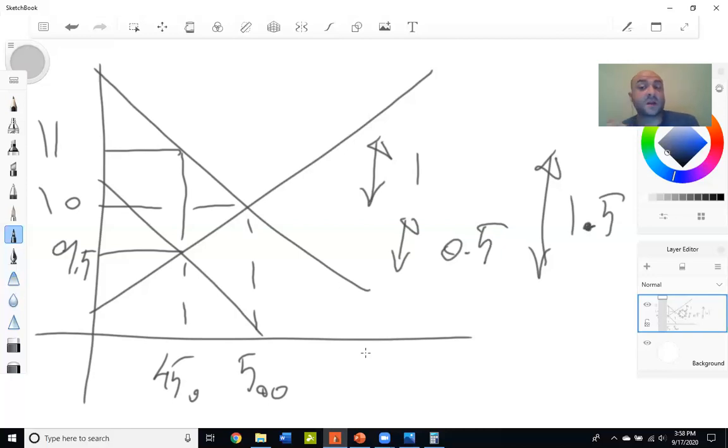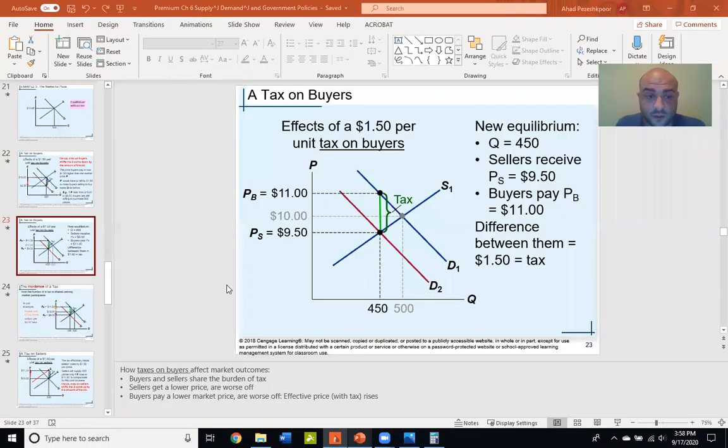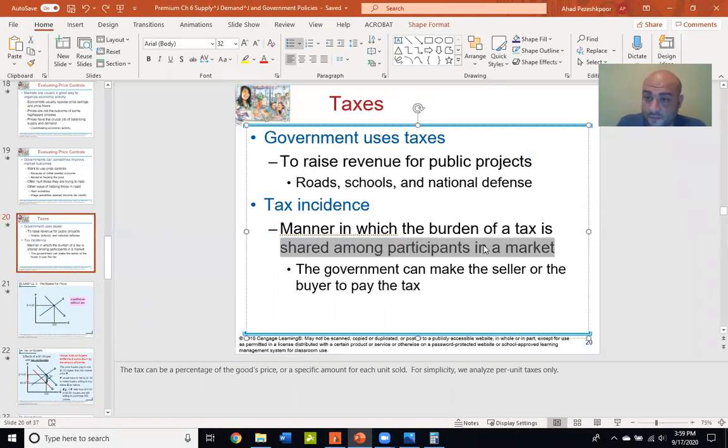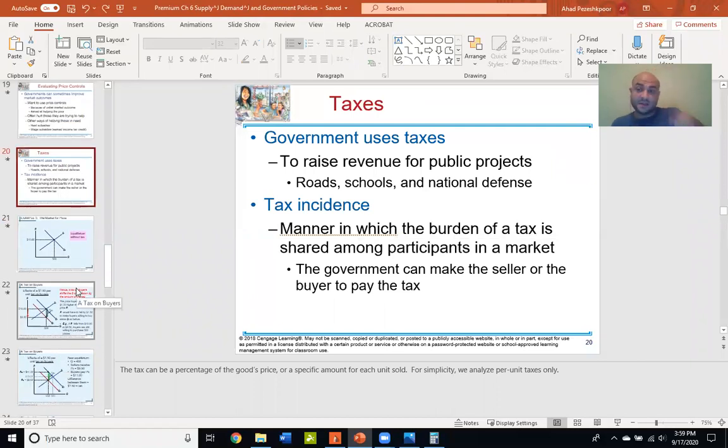But then because the market changed and I lowered my consumption, Pizza Hut actually got hurt as well. Now Pizza Hut went down from 10 to 9.5. Now Pizza Hut is the one who actually has to share the burden of the tax. Remember here, we talked about the manner in which the burden of a tax is shared among participants in the market. So this is very tricky.